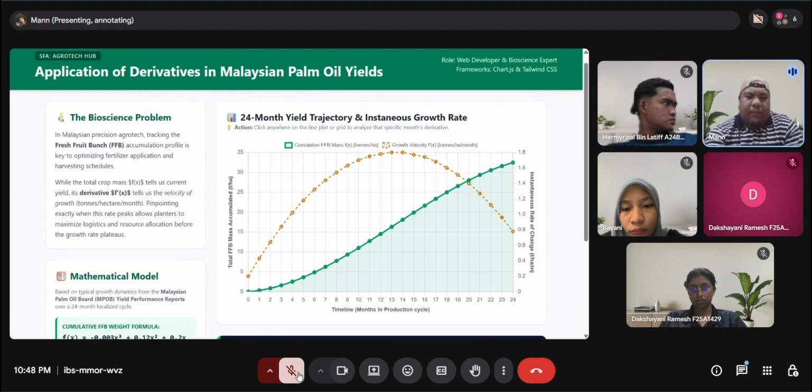This project is important because it shows that mathematics can be applied in real life agriculture. By using derivatives, crop growth can be monitored more accurately, plantation management becomes more efficient and productivity can be improved. So in conclusion, this project successfully shows how derivatives can be used to analyze Malaysian palm oil yield. By combining mathematics, bioscience, and technology, we can better understand the crop growth and improve agriculture management. That's all from me. Thank you.